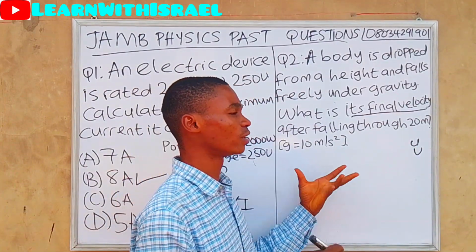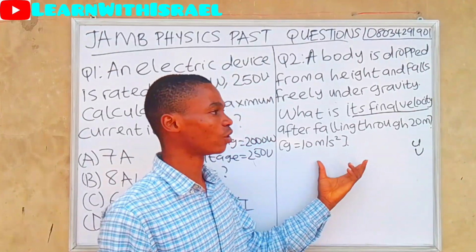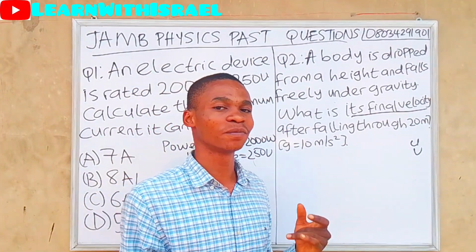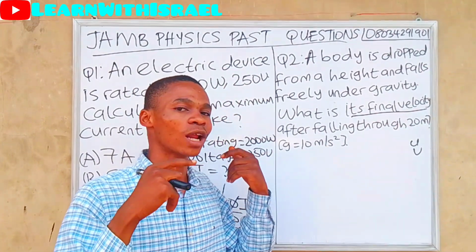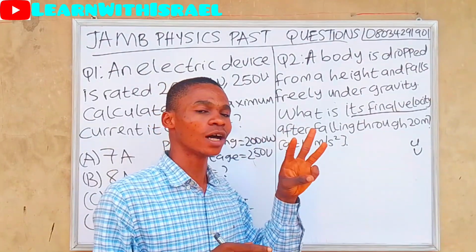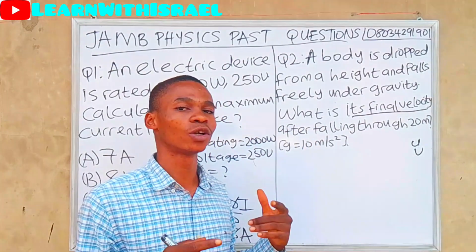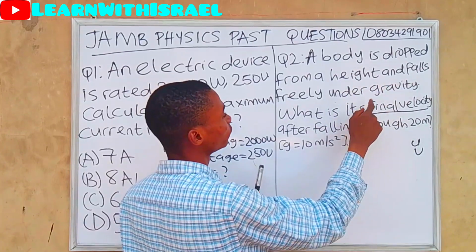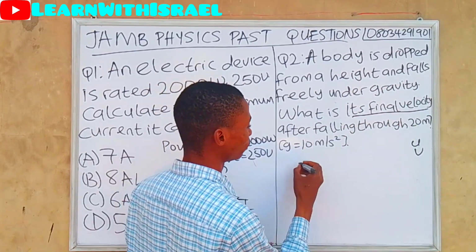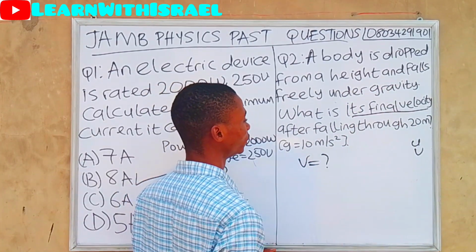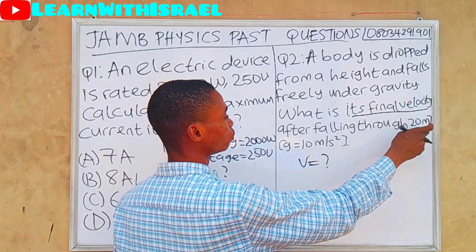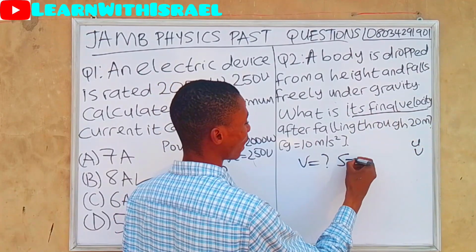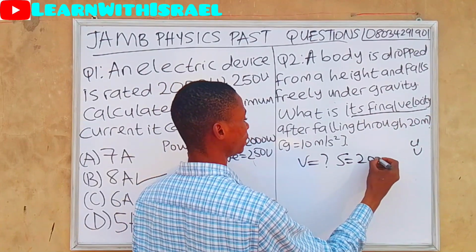So this question is under motion, and to solve this kind of question we need to first write out the parameter so we can know the formula we are going to use, because we have 4 formulas to solve questions under equation of motion. So a body is dropped from a height and falls freely under gravity. What is its final velocity? So we are looking for final velocity v after falling through 20 meters. So that's our s is 20 meters.